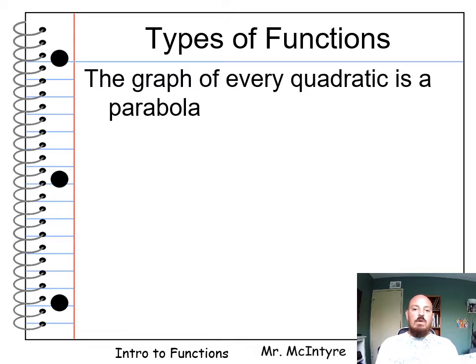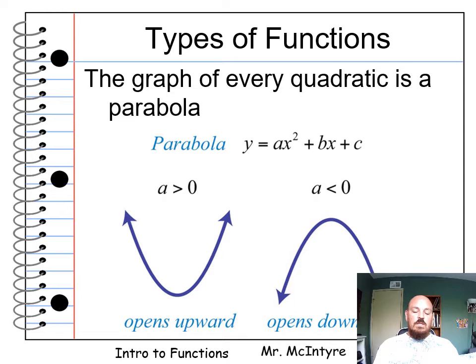But basically, the graph of every quadratic is always a parabola, and it can look like one of two things. Here's our two examples here. So our parabola is going to be, and I give you an equation there, we're going to call it y equals ax squared plus bx plus c. That's what's called general form of a quadratic.